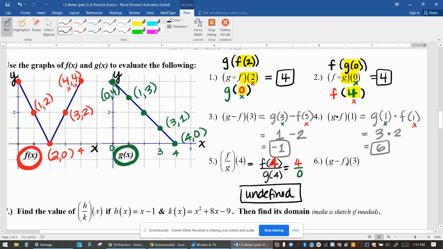Okay, last but not least, g minus f of 3. I'm going to go ahead and separate those and find g of 3 minus f of 3. So g of 3, that's going to be in the green function. G of 3 is 1 because of the ordered pair 3, 1. F of 3 is 2 because of the ordered pair 3, 2. And then 1 minus 2 is negative 1.